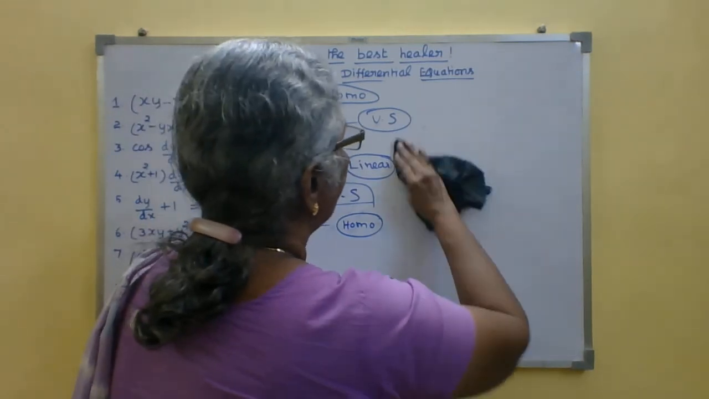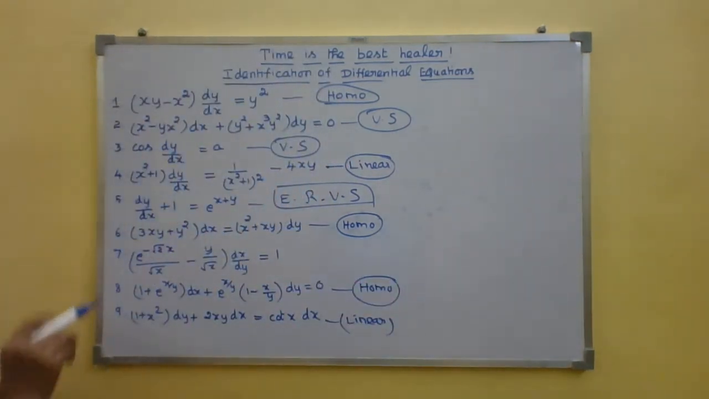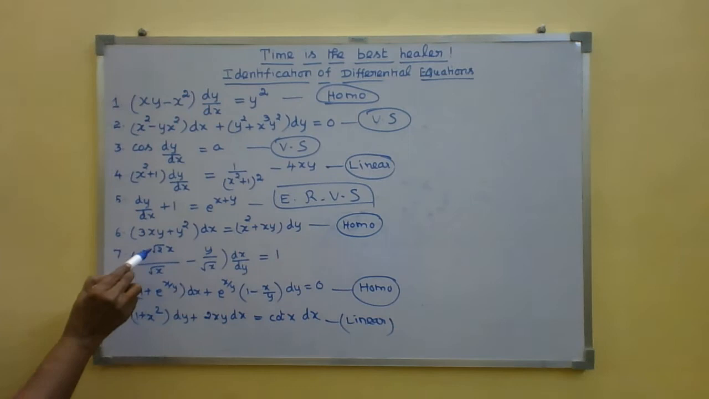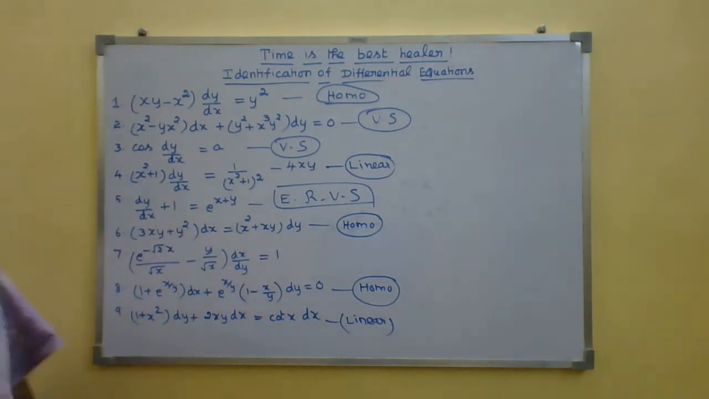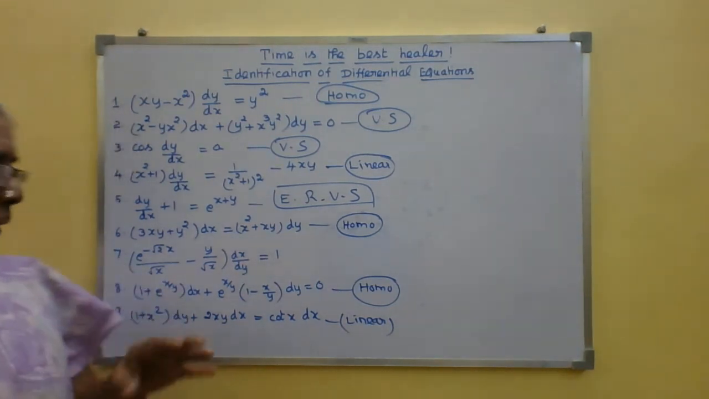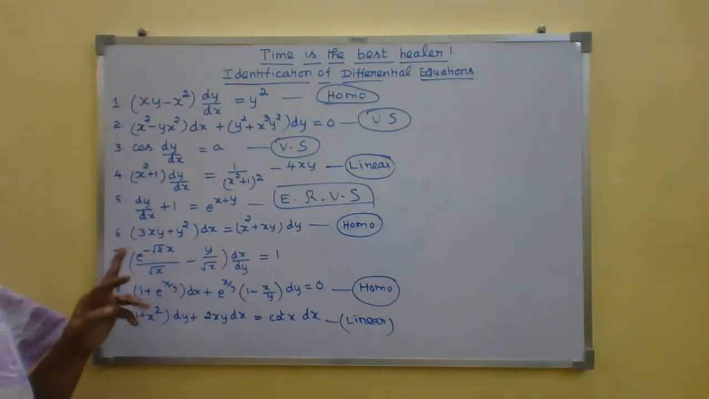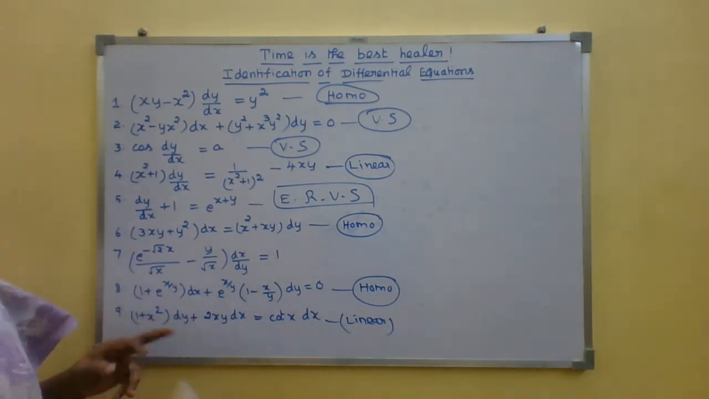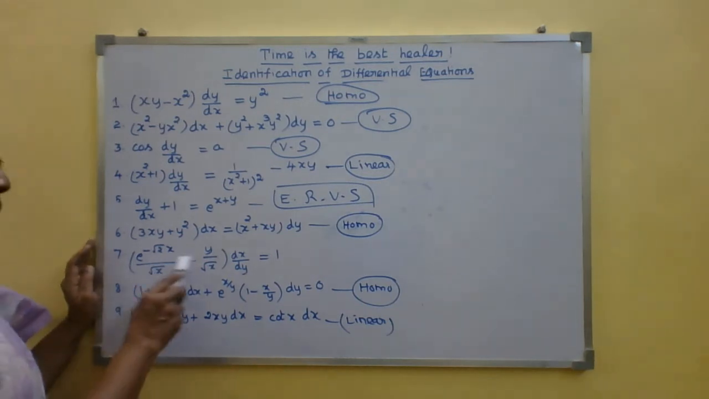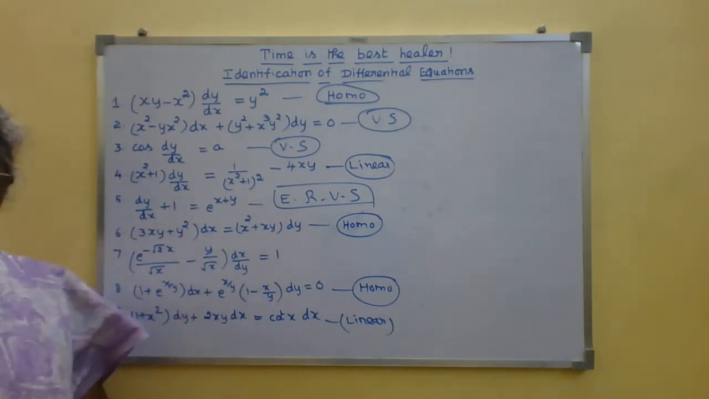Let us see that. That sum is e power minus root 2x by root x minus y by root x into dx by dy is equal to 1. Definitely it is not homogeneous, because you are having an e power and you don't have an x by y or y by x. And it is not variable separable, because you won't be able to separate the x and y from here.